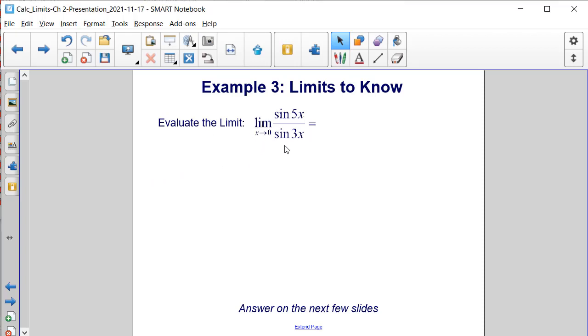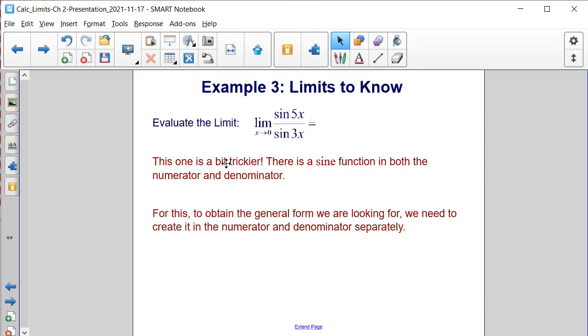Now let's try to evaluate this limit. The limit of sine of 5x divided by the sine of 3x as x approaches 0 is equal to what? This one's a little bit more complicated than what we've been dealing with. So let's take a look at it. This one is a bit trickier because there is a sine function in both the numerator and denominator. For this, to obtain the general form that we're looking for, we need to create it in both the numerator and the denominator separately.